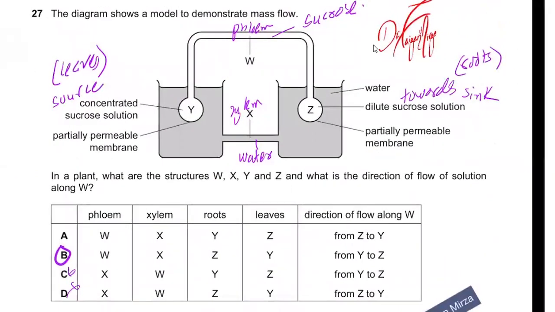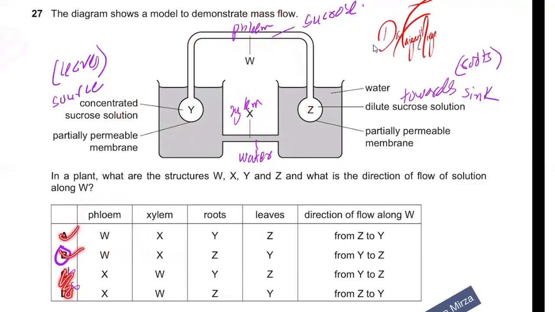The diagram shows a model to demonstrate mass flow. You have two beakers with water inside. You can see water is moving, and if water is moving, then X must be xylem. So if X is xylem, the answer must be either A or B. Now there's concentrated sucrose solution here and here, and it's moving in either this direction or that direction, across phloem. So phloem must be W. So our answer should be either A or B.